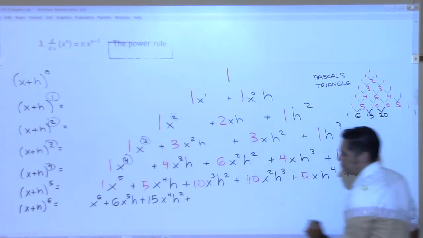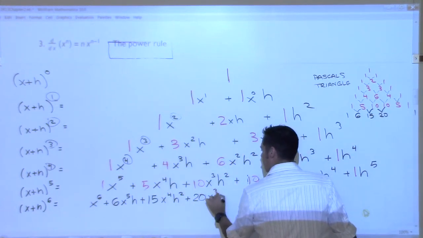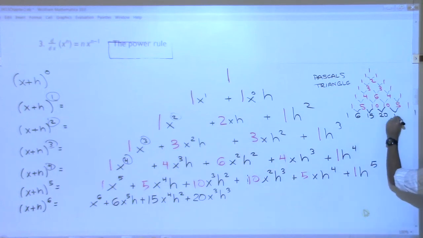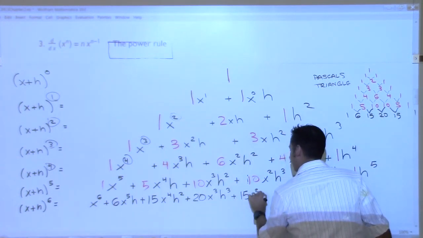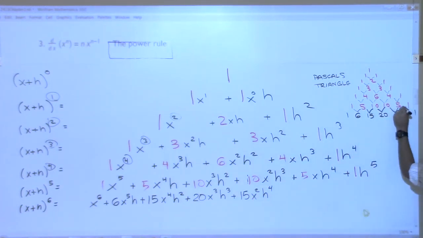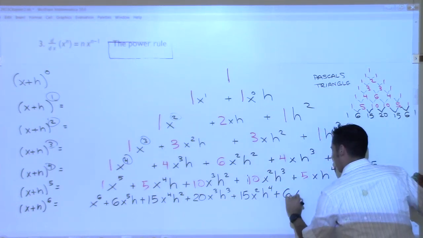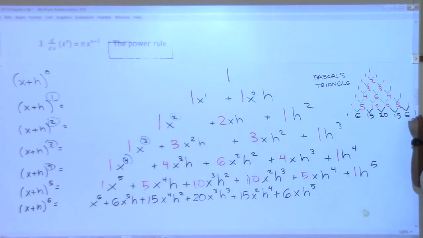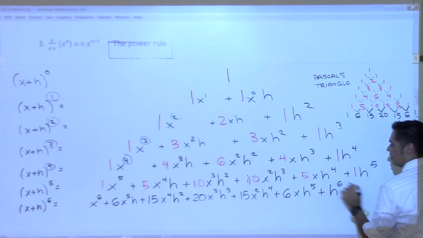20 x to the 3rd, h cubed, okay? Next one, 15 x squared, h to the 4th. 2 more. Where am I at? Right here, 6. So plus 6 x h to the 5th. So x came down, h went up. And then the final one is plus 1. You don't need the 1 in front of it, h to the 6th.